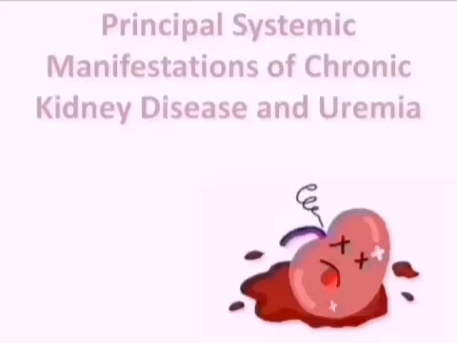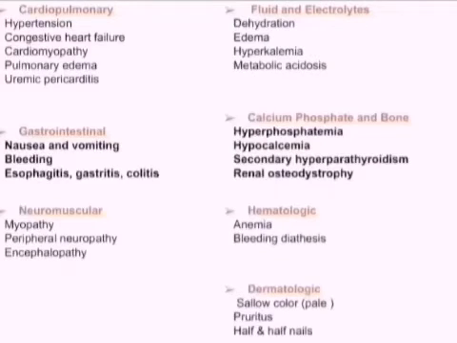Principal systemic manifestations of chronic kidney disease and uremia. يعني شنو؟ يعني the possible complications of chronic kidney disease and uremia. نبدي بالcardiopulmonary causes. تتراوح بين الهايبرتنشن نتيجة inappropriate secretion of renin هرمون فراح يسوي لنا hypertension.